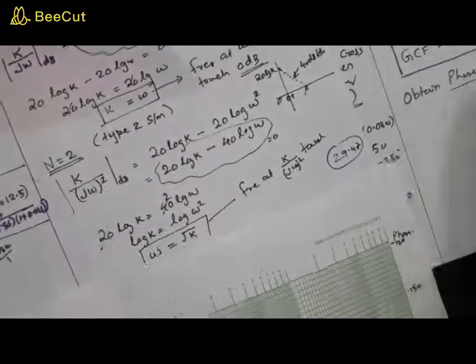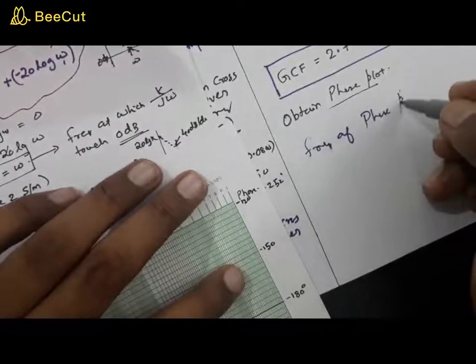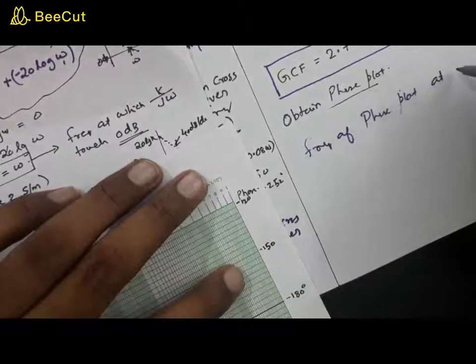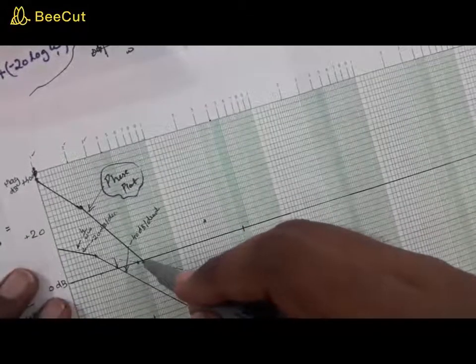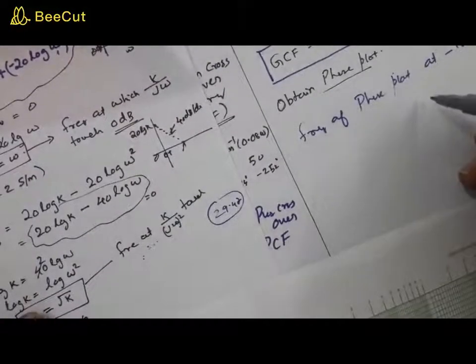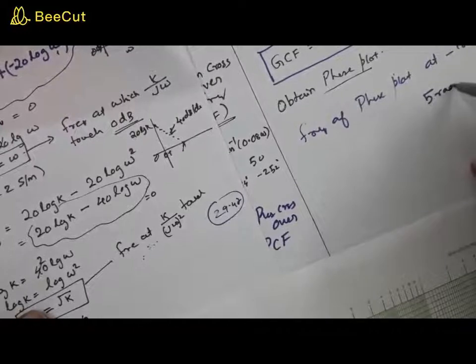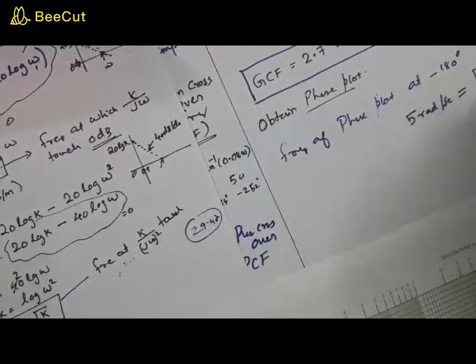Okay, now next, from the observation of the phase plot, we want to obtain the frequency of the phase plot at the minus 180 degree line. So the minus 180 degree line is in line with 0 dB, or effectively you just need to find the phase plot which crosses the 0 dB. Now you can simply note that this is 5 radians per second, right? You can identify that frequency to be 5 radians per second, and that is called the phase crossover frequency.